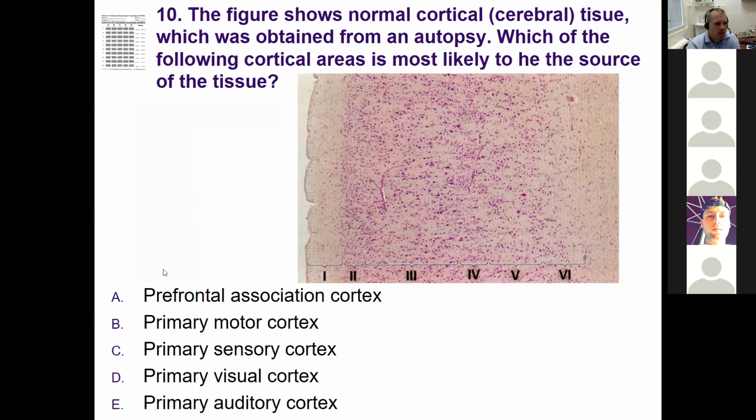And the last question here would be, you're looking at a histological slide of human brain. This is the brain cortex. You can see the 1, 2, 3, 4, 5, 6 histological layers of the brain cortex. Now, which of the cortical areas are you probably looking at?